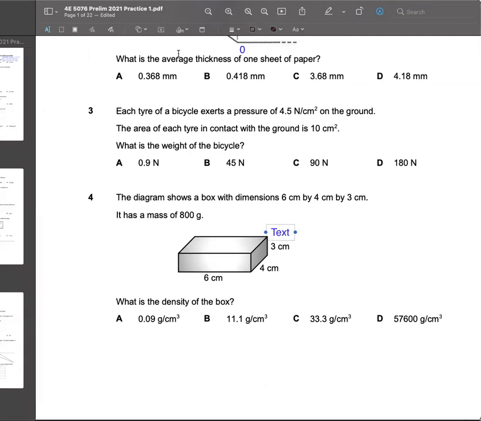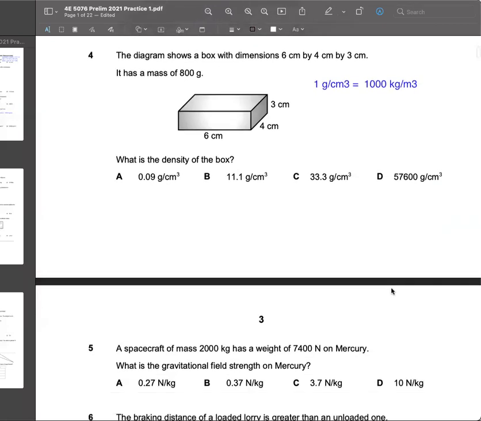Okay, now everyone, let's try to convert. 1 gram per cm cube equals how many kilogram per meter cube? Okay, come guys, quickly, just type into the chat box. Yeah, it's 1,000.